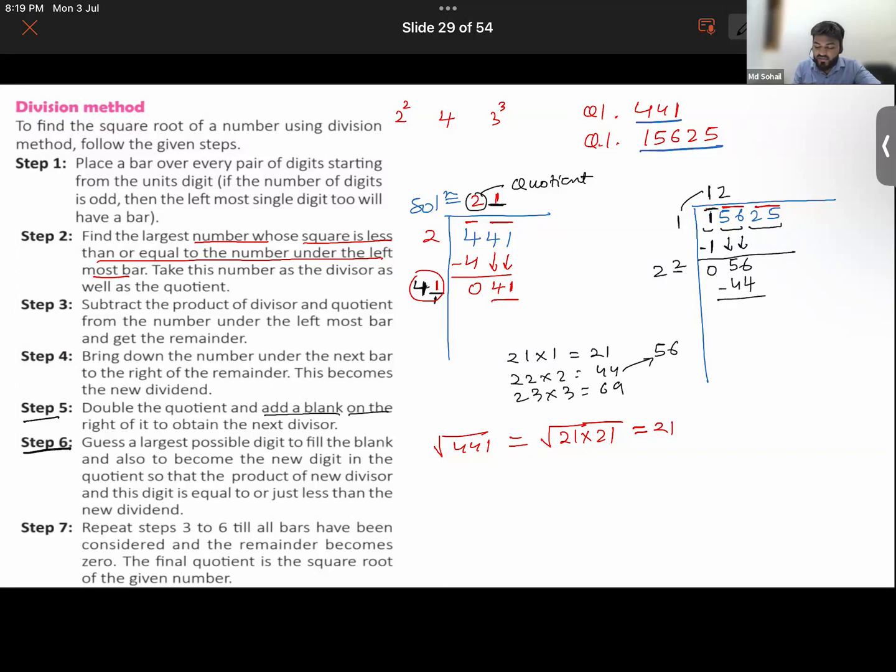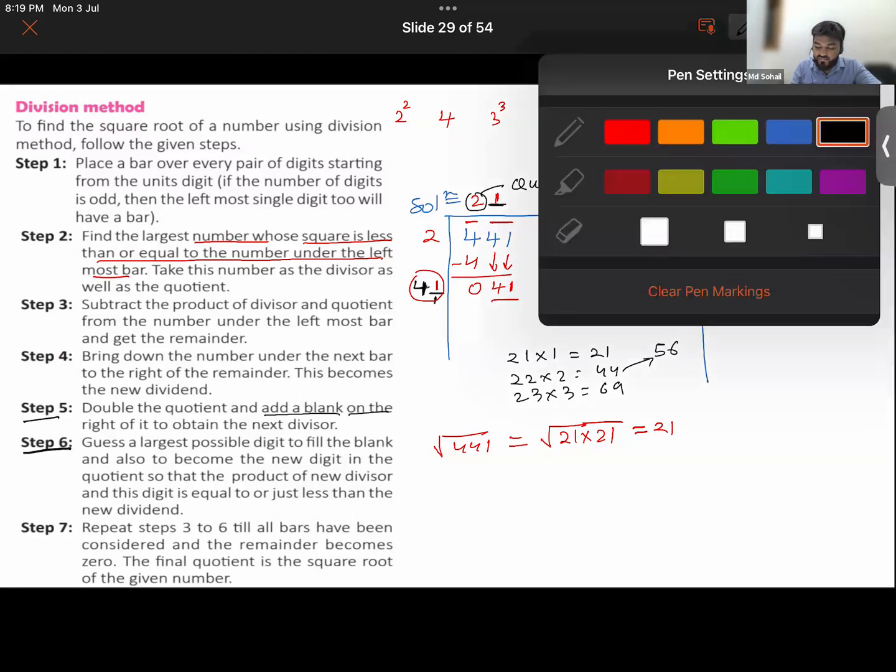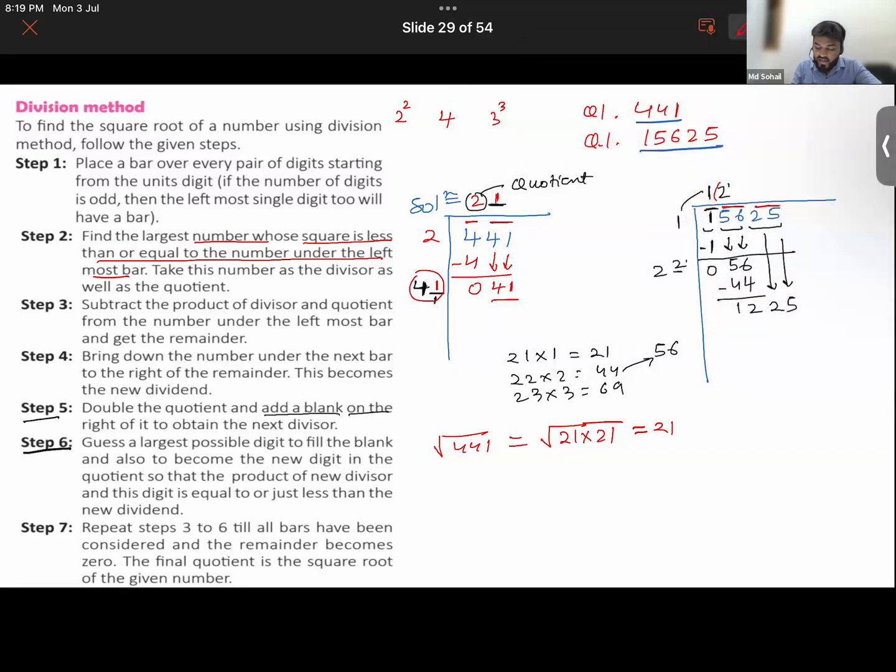And then again repeat the next step. Multiply, subtract the number. That is how much? That is 12. Okay, and then again bring down the number under the next bar. That is 25. Right. And again you need to add this 2 to this 2 here. Add this 2 to this 2 here. Okay, 4, so it will become 24 now.